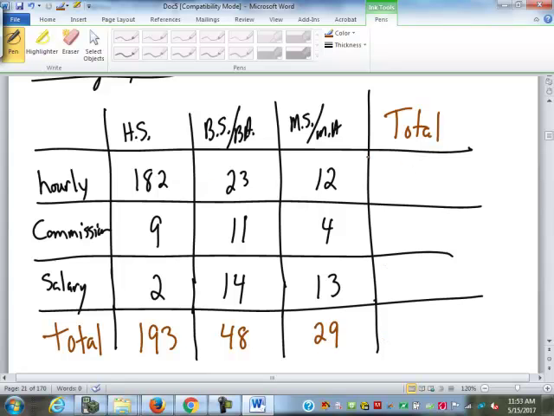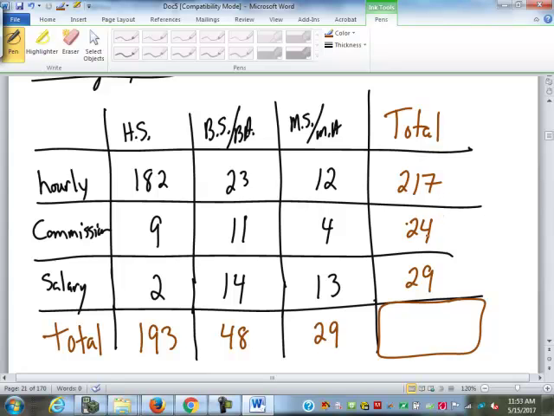Going this other direction, I've got 182 plus 23 is 205, 217 it looks like there. 9 and 11 is 20, plus 4 is 24. 2 and 14 is 16, plus 13 is 29. Now I get a grand total down here in this bottom right-hand box. I better have the same total both directions. So let's check that out.